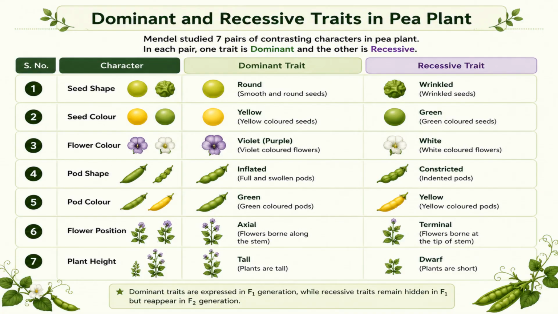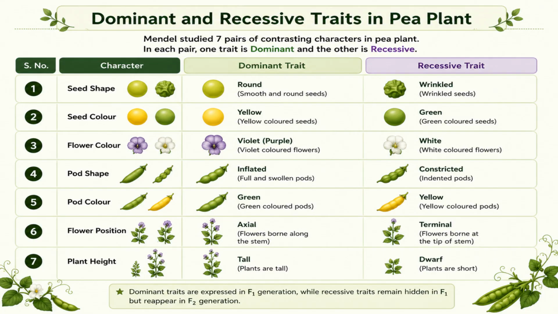Students, now we are going to study the 7 contrasting characters that Mendel selected in pea plants. Mendel carefully observed that for every character, there were 2 opposite forms called traits. Out of these 2 traits, one behaved as dominant and the other behaved as recessive. Let us understand them one by one. First is seed shape. Round seed is the dominant trait, while wrinkled seed is the recessive trait.